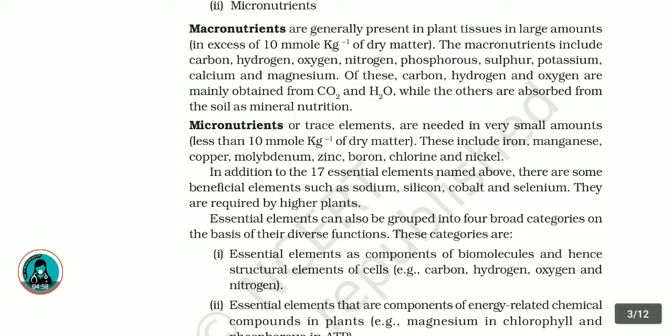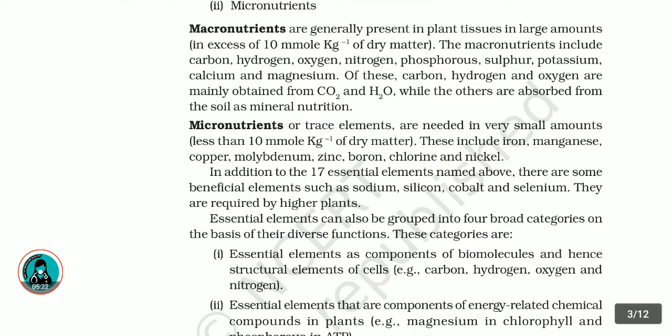Micronutrients or trace elements are needed in very small amounts, less than 10 mmole per kilogram of dry matter. These include iron, manganese, copper, molybdenum, zinc, boron, chlorine, and nickel. In addition to the 17 essential elements named above, there are some beneficial elements such as sodium, silicon, cobalt, and selenium. They are required by higher plants.